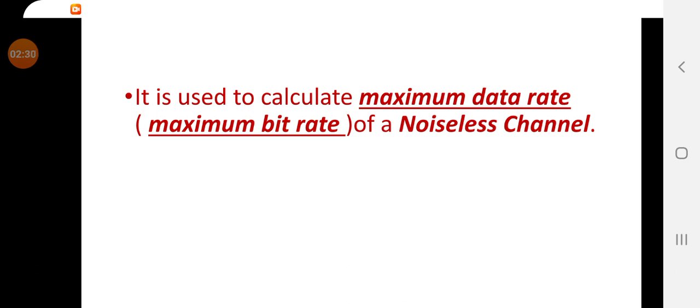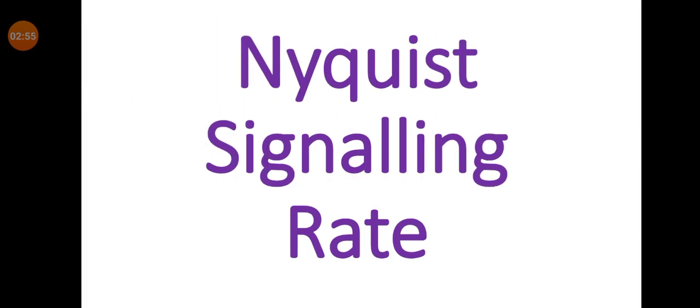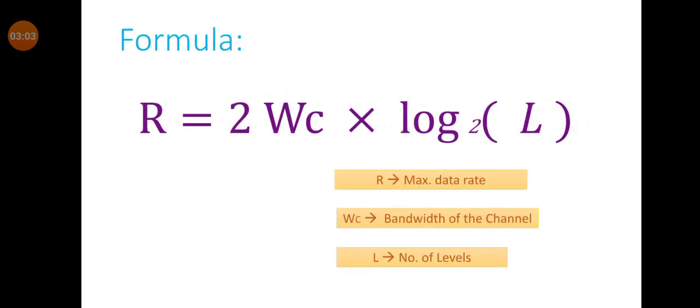So data rate and bit rate both are same. They mean, data rate means number of data bits transmitted in 1 second. Clear? So maximum capacity of channel means maximum data rate of channel, and noiseless channel maximum data rate can be calculated using a Nyquist signaling rate theorem, or we can say Nyquist theorem. So now let's see how to calculate maximum data rate. So using this formula we can calculate maximum data rate of any channel using Nyquist theorem.